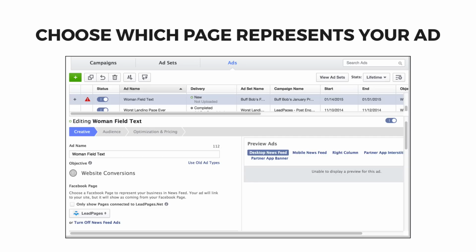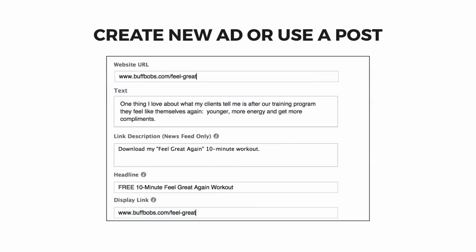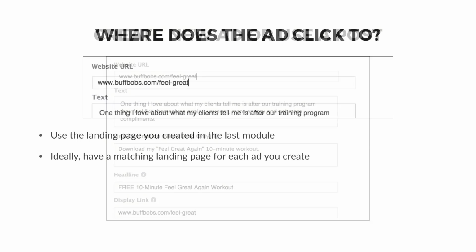First, choose which page represents your ad when it shows up in the newsfeed. Since you are using the Power Editor from within the Business Manager, you'll have access to all of the pages you're an admin for. Next, choose to create a new post that won't appear on your business page or use one of your existing posts. If you've heard the term dark post before, you're now seeing this in action. A post that's made into an ad but doesn't show up in the regular business page's newsfeed.